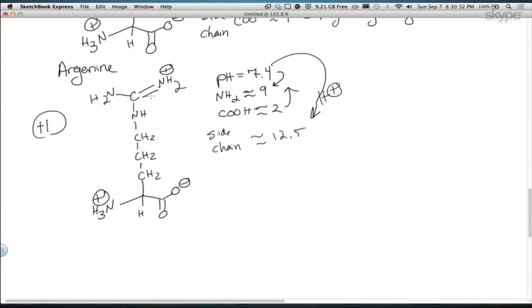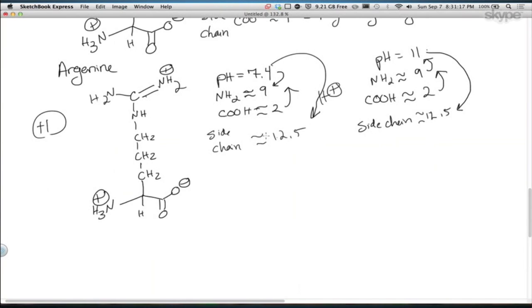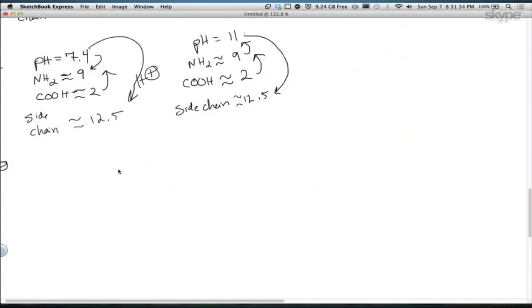All right, very good. So now let's try a pH of 11. Draw arginine at a pH of 11. So this would be... oh wait, let's actually redraw the whole picture so that we can keep this in your notes.